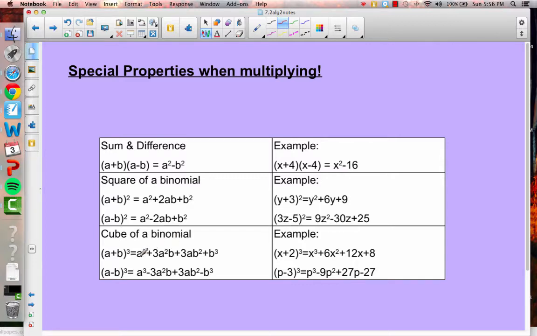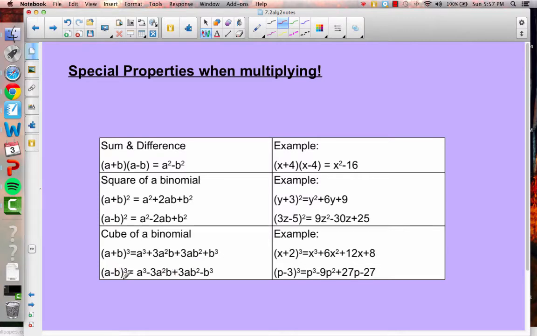You still cube the first and last things, so a cubed and b cubed. And then in the middle here, it kind of goes down a degree. So instead of a cubed, I now have a squared with a b, and then the exponent becomes the number out in front. Okay, and then I have the 3ab squared, so my exponent for a has gone down 1 and b increased by 1. All right, so this pattern here is what you want to follow.